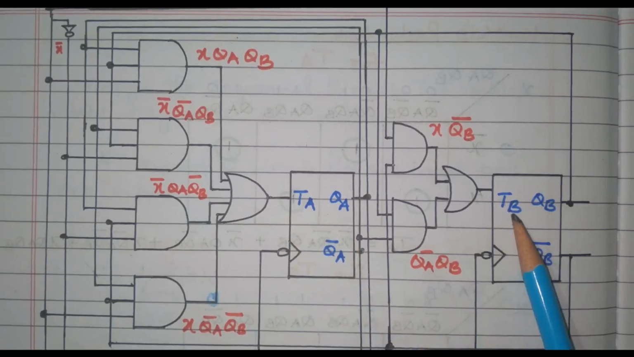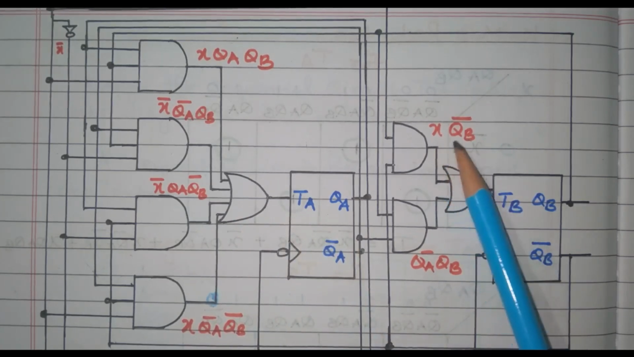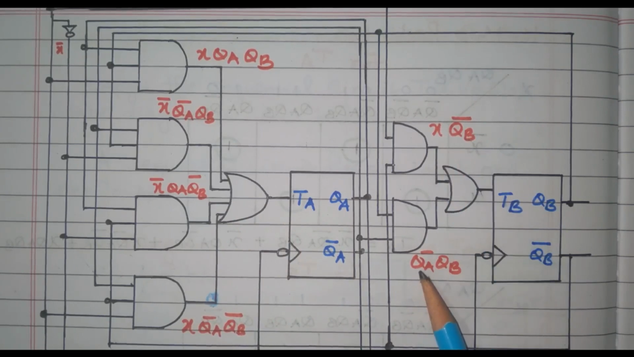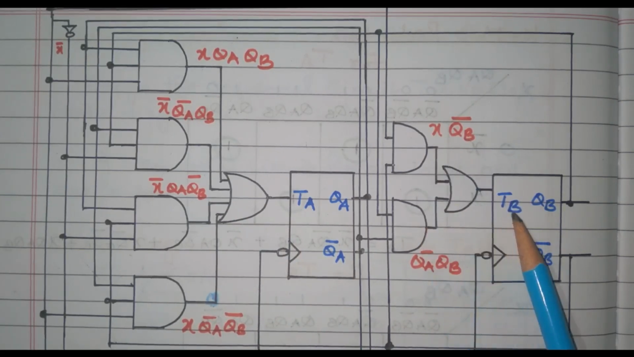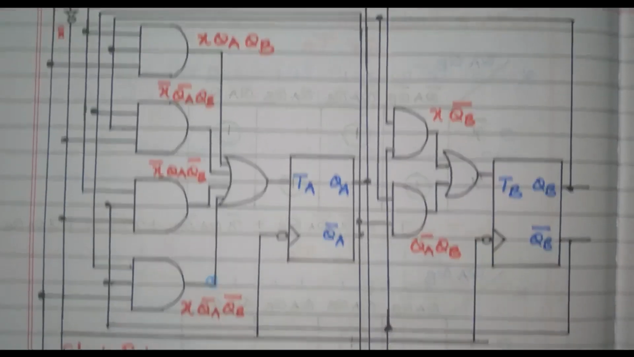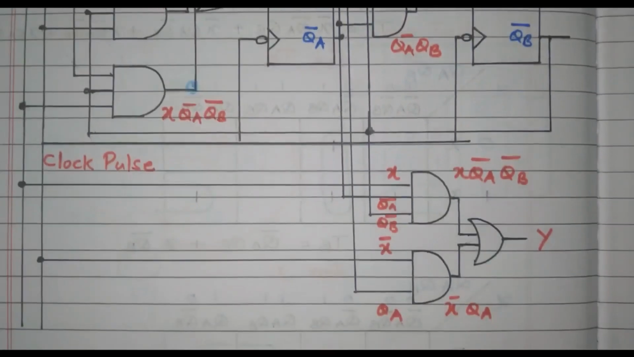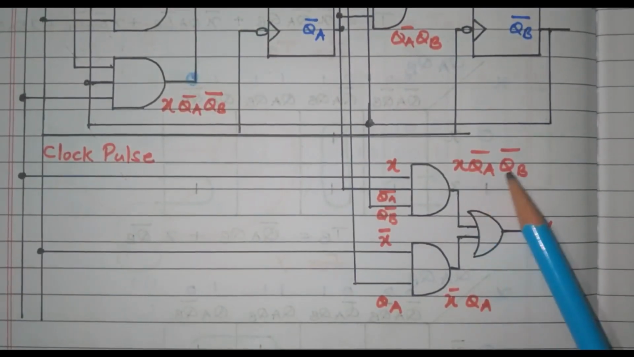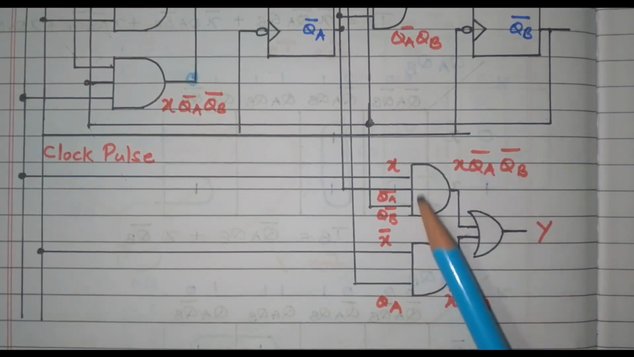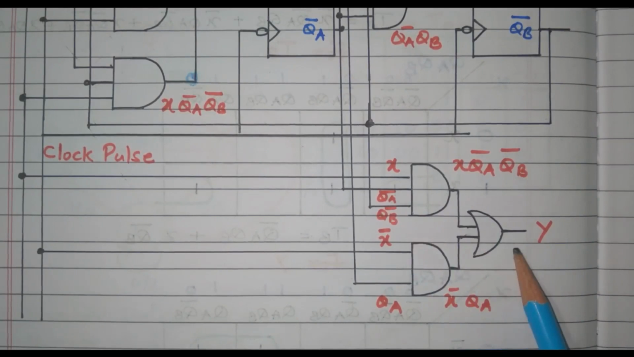Similarly, TB is nothing but x QB bar plus QA bar QB. These two are multiplied, then added, then given to the TB. Now, we have one more term, y. What is the expression for y? Y is nothing but x QA bar QB plus x bar QA. These two are multiplied by the AND gate, then it is added. So, we got the final value y.